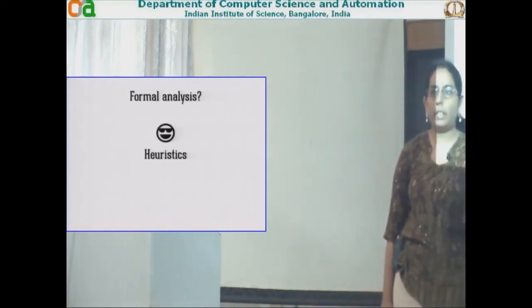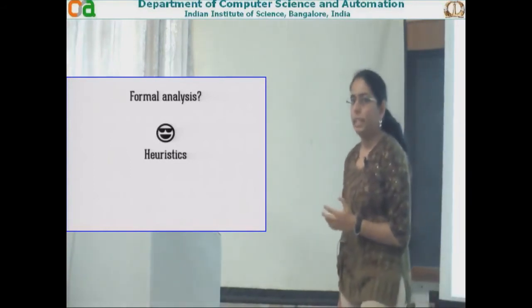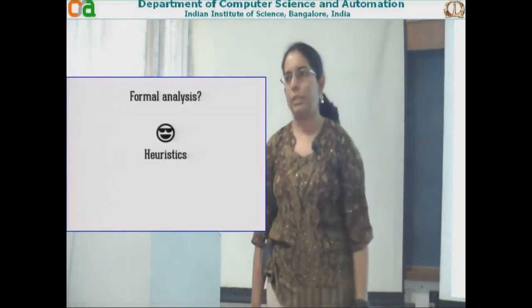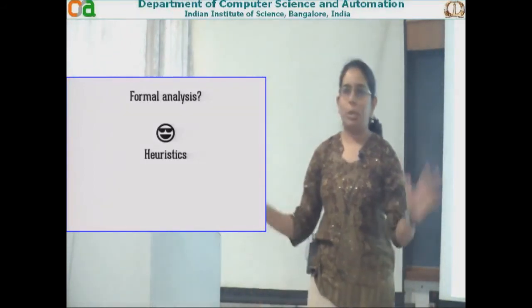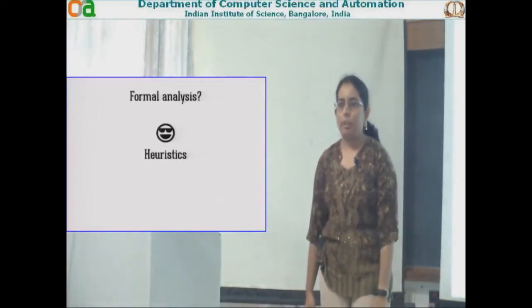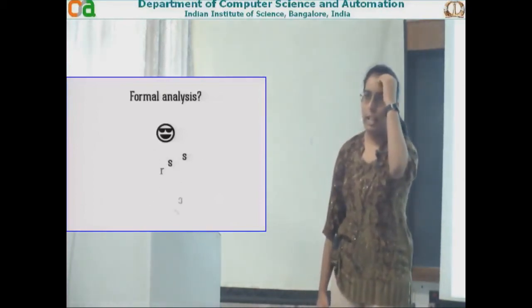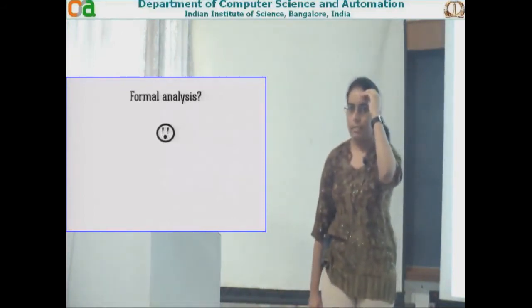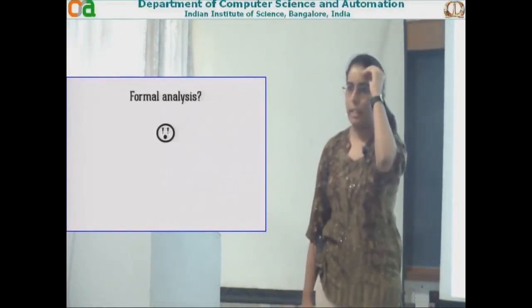On the other hand, you tell me that my algorithm takes order n square time, you tell me this one takes order n time, I at least know which one's going to run faster. At least as a ballpark estimate. So formal analysis, damn useful. And when you try it on heuristics, most of the time, you're left with very little to go by. You hit a blank.